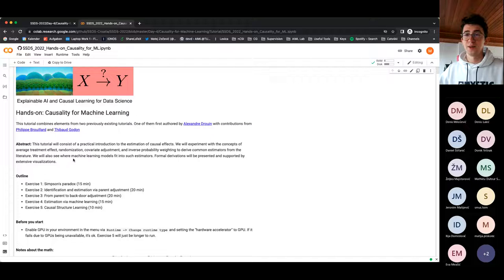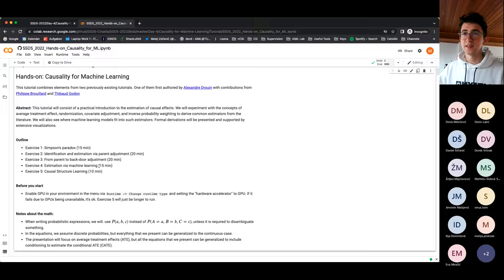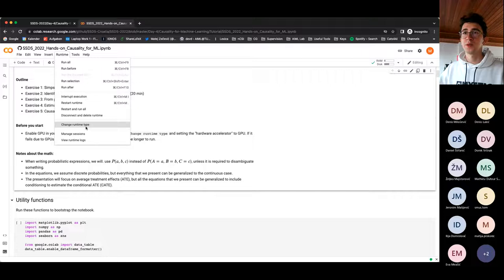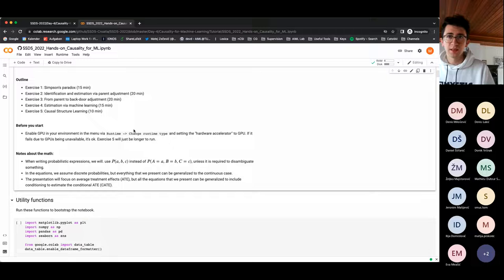Again, we have five exercises. I'll be stopping the time after each announcement to give a little bit of time to explore for yourself. After that time is up, we'll go over the solution and continue until we're finished. Before you start, when you go to the runtime, the GPU should be selected by default. It's not really necessary, it's just that when we train a model later, it obviously goes faster.